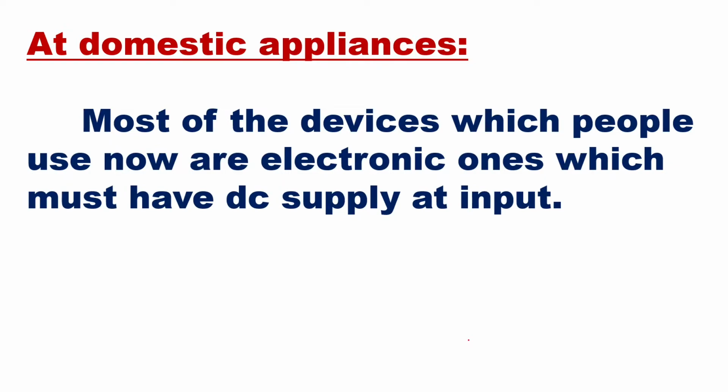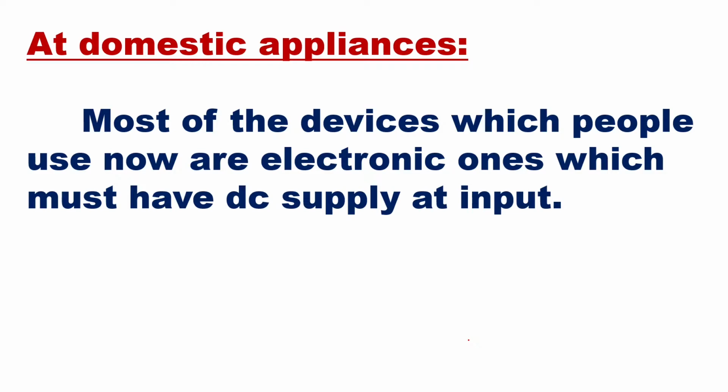Then we'll see the third point at domestic appliances, means the appliances we use every day. Most of the devices which people use now are electronic ones, which must have DC supplied input. As I've told you earlier also, your mobile requires a DC supply. That is why there is a battery in the mobile. And because of that battery, it is going to get the DC supply.